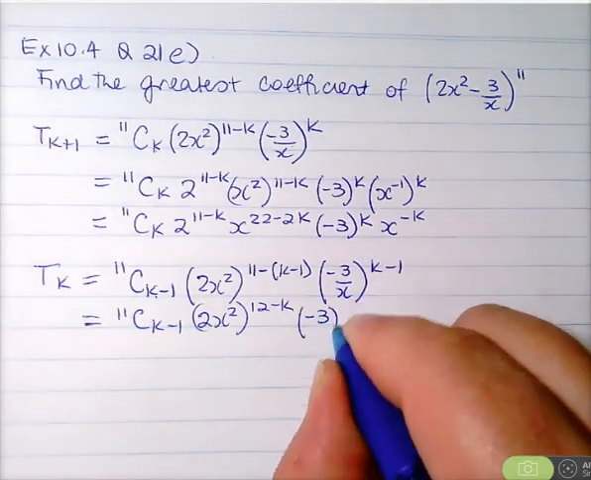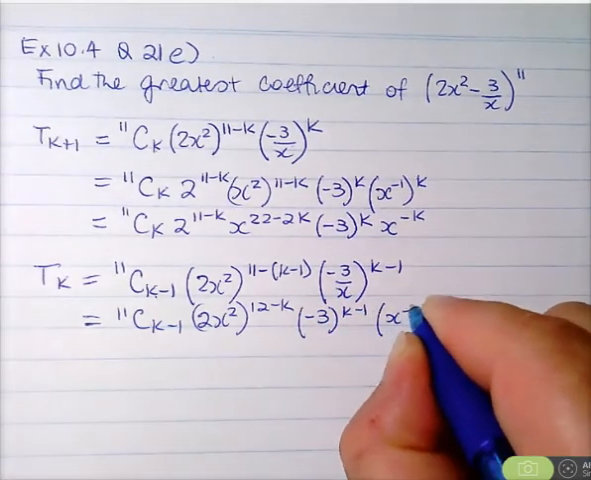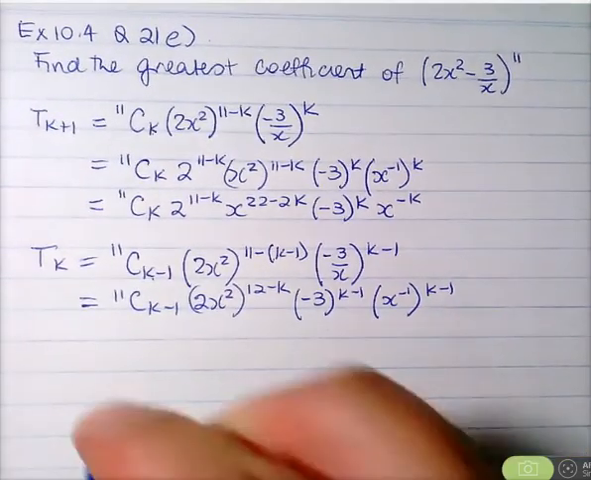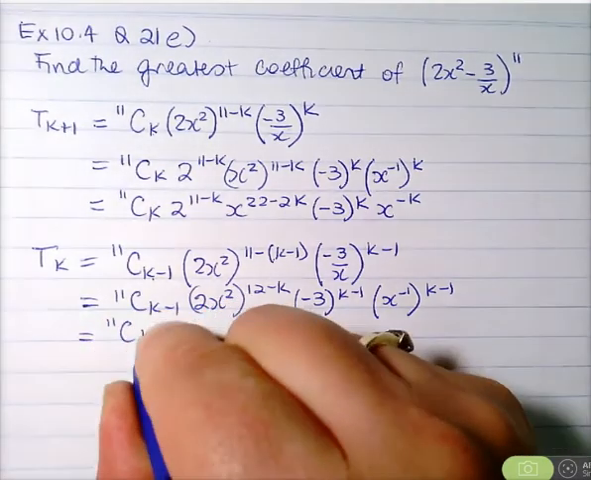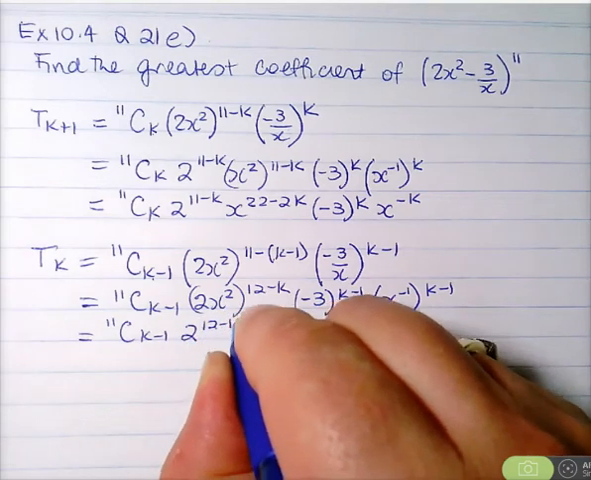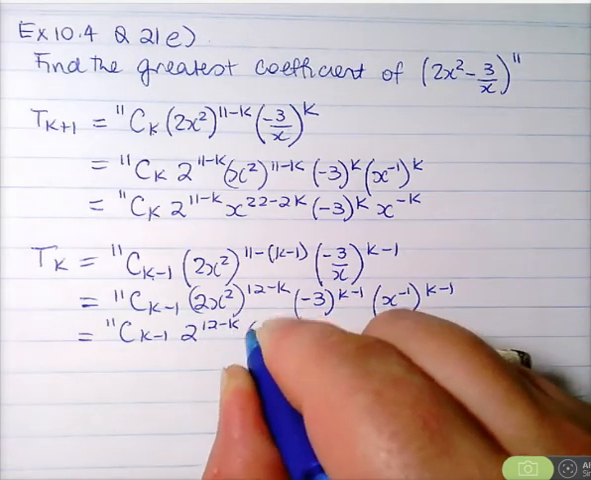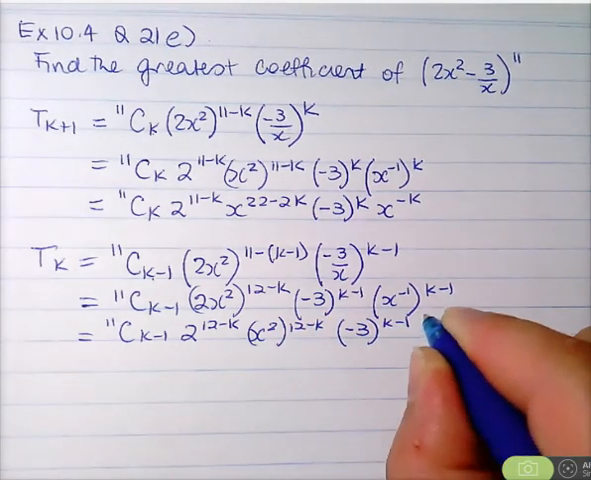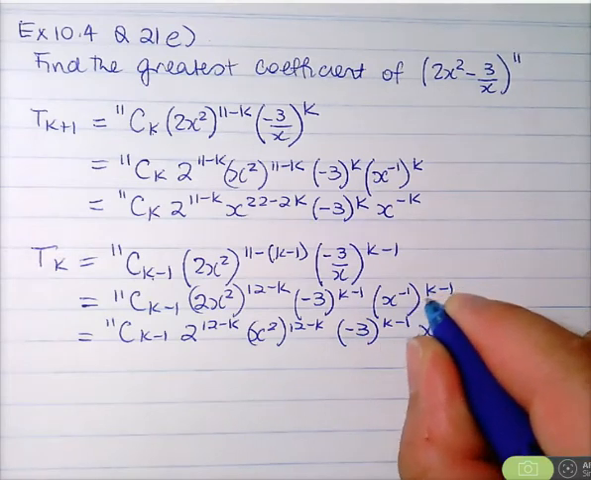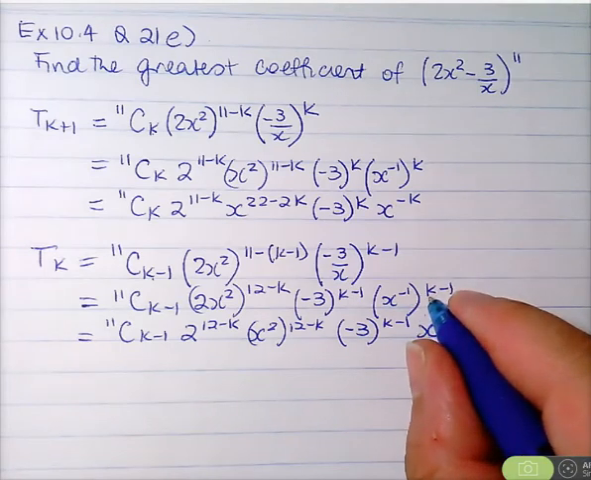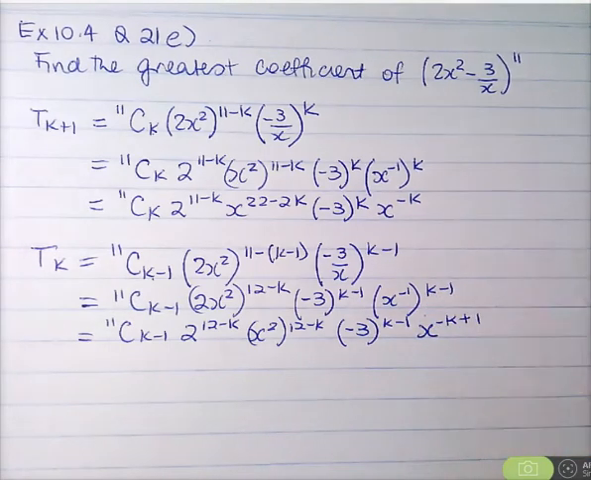Then we've got negative 3 to the power of k minus 1, and again we've got x to the power of negative 1 to the power of k minus 1. So simplifying this, we've got 11C(k minus 1). Now breaking this up again, we've got 2 to the power of 12 minus k times x squared to the power of 12 minus k. Negative 3 is to the power of k minus 1, and this x will be to the power of negative (k minus 1). Okay, just be careful there again.